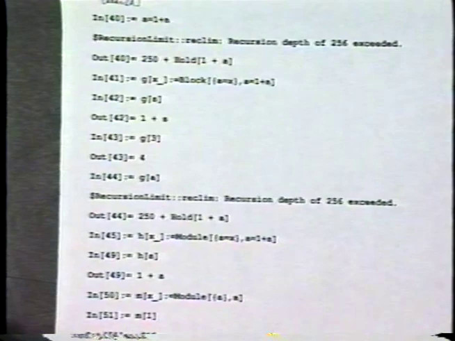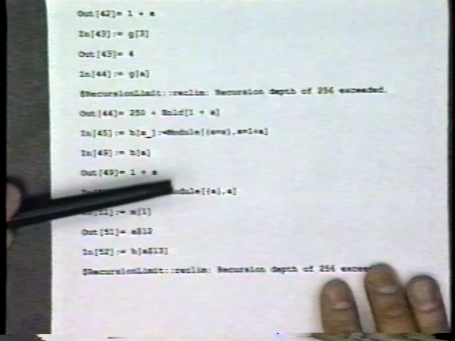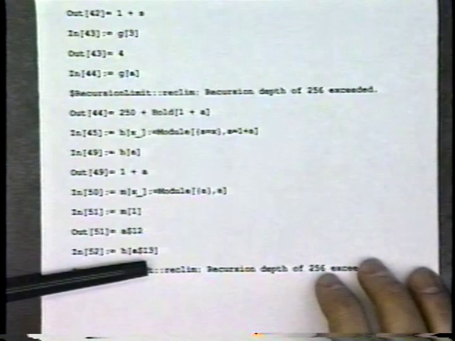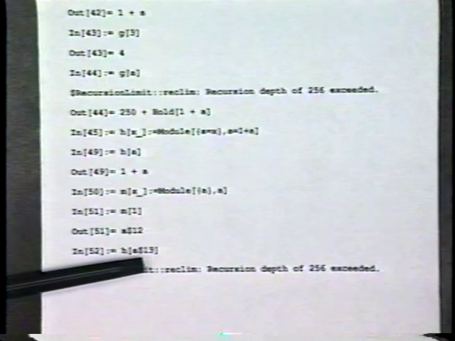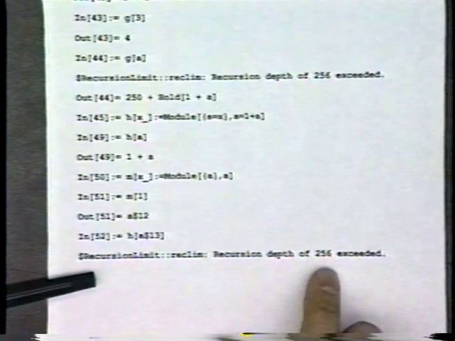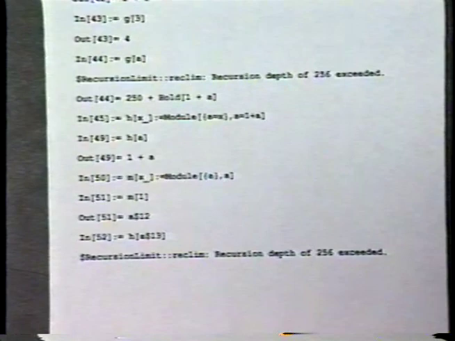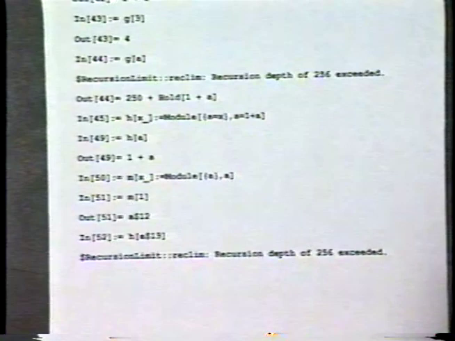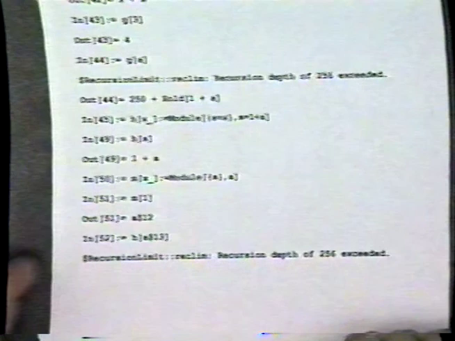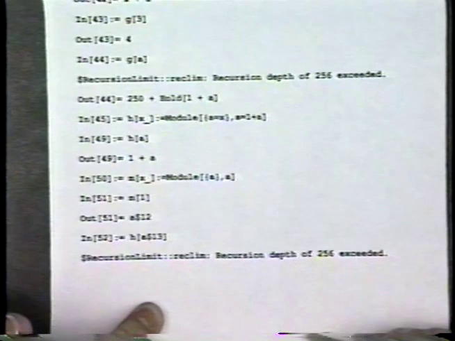Let's ignore this for the moment and ask, what is H of a$13? And where did I get a$13? Well, if H is always going to add 1 to whatever it's given, it should give a$13 plus 1. Nope. Gives recursion depth of 256 exceeded. So you say, how is that? Let me try that again. And you type H of a$13 again. And it says, a$13 plus 1. So for that one time, and that one time only, you got recursion depth exceeded. So somewhere in the universe of all possible things, there is a symbol for which this program doesn't work. This is usually considered unacceptable.